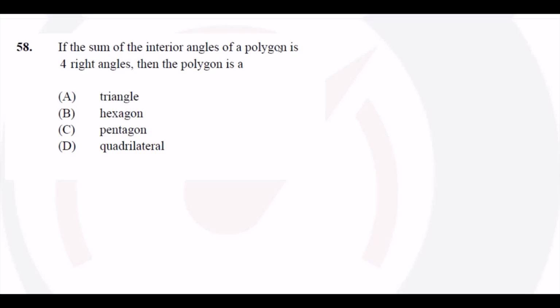If the sum of the interior angles of a polygon is 4 right angles, then the polygon is a quadrilateral. 4 right angles: quadrilateral, square, rectangle, others. So there are others. So therefore, yeah, quadrilateral. Moving on. Now it's grade 9. Look over your grade 9 notes.